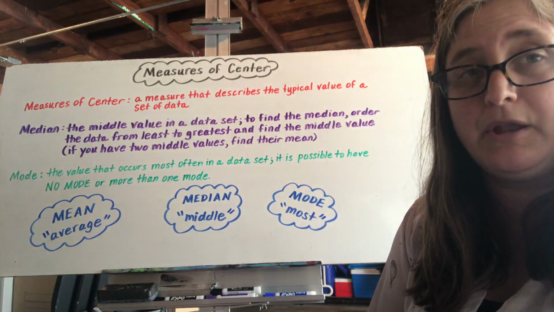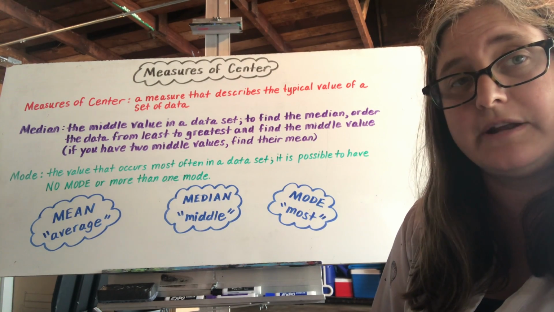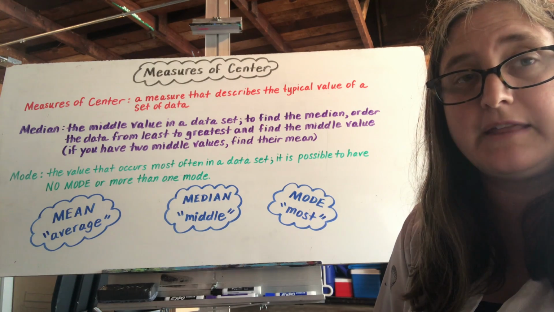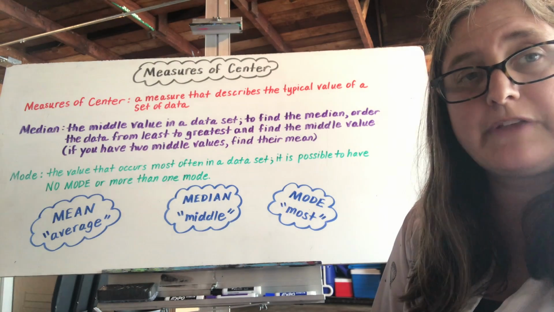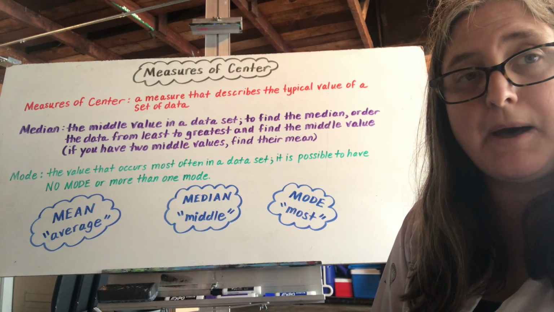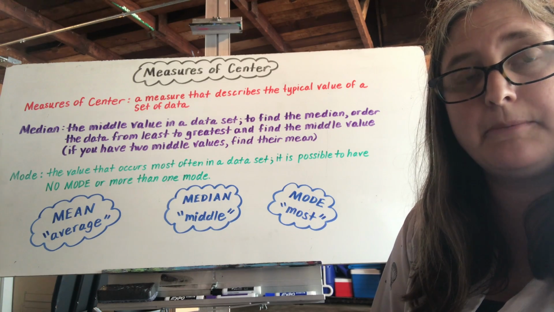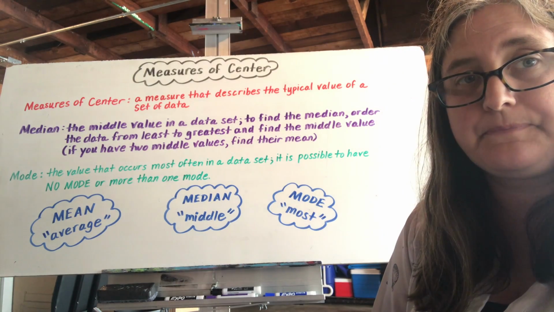The median's the middle value in a data set, and to find the median, you would want to order your data from least to greatest and then find that number in the middle. If it turns out there are two middle numbers, we want to average them by adding them up and dividing by 2. That answer will then become the median for your data set.